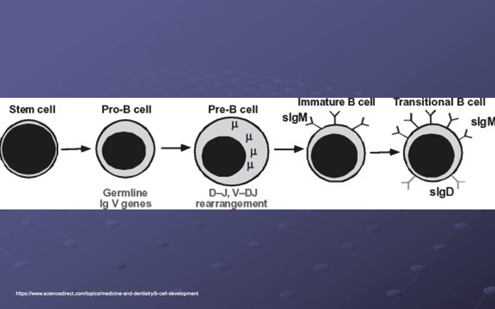Okay. Then immature B cells, they express IgM on their surface as an indication that from pre-B cell you already have an immature B cell. And lastly, transitional as well as mature B cells, they express both IgM and IgD on their surface. In a while, we will discuss them with additional details.